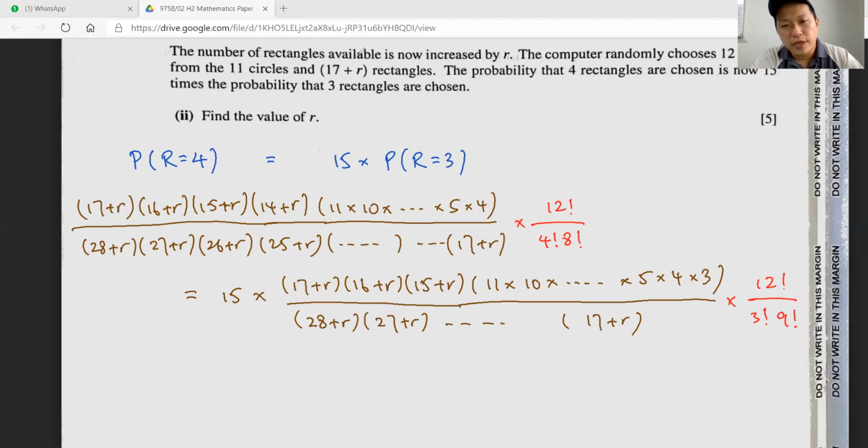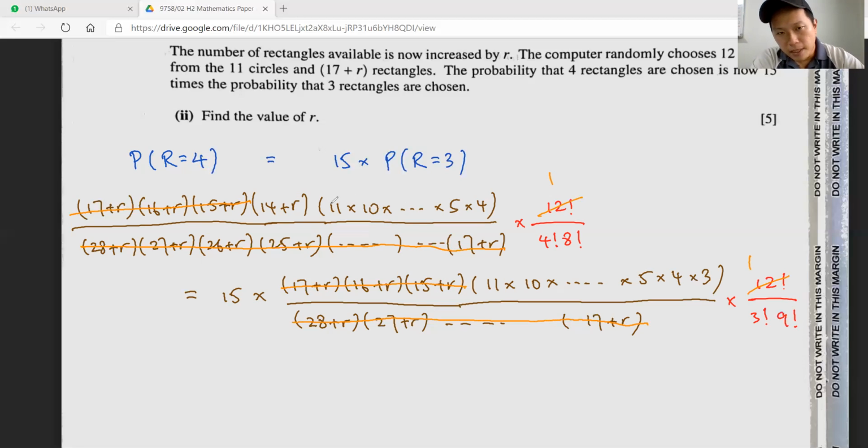Okay, as usual, we're not going to solve everything. We're going to cancel away a lot of repeated things. The first thing I would like to cancel is the long denominator. With 2 lines, you strike out a lot of headache. Okay, so another thing, 12 factorial cancel, 12 factorial cancel. And then what else do you have? 17 plus r, 16 plus r, 15 plus r, cancel on both sides, to be fair.